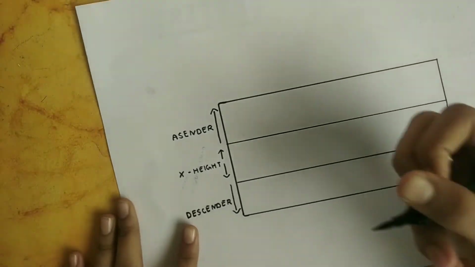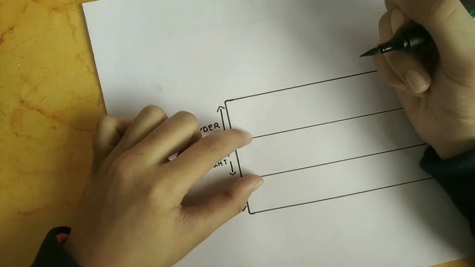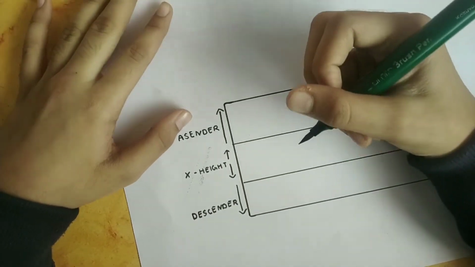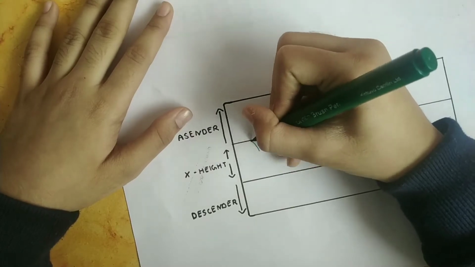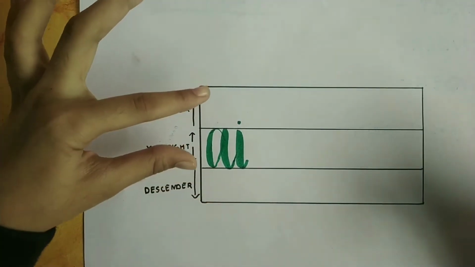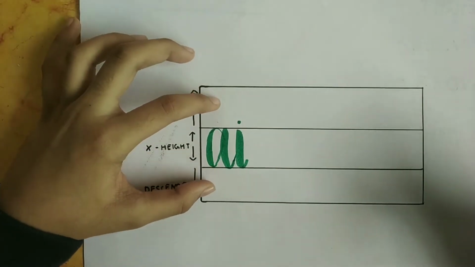First, talking about our X height. X height is what comes in the middle portion, like your A, I, C, all of that. Let me show you. Your X heights are your small letters that can only fit in this area.